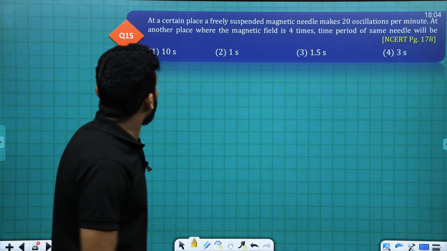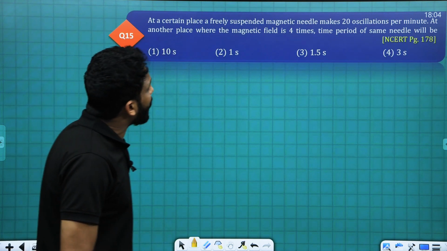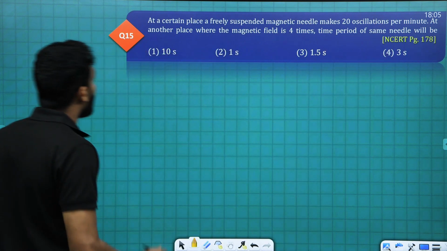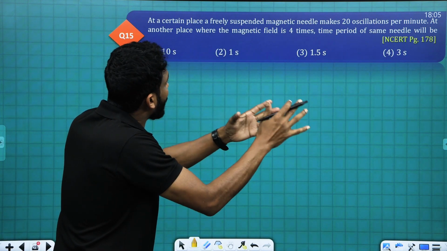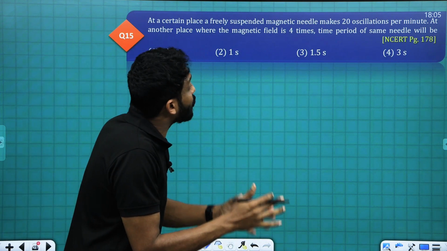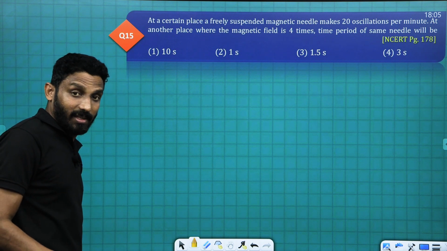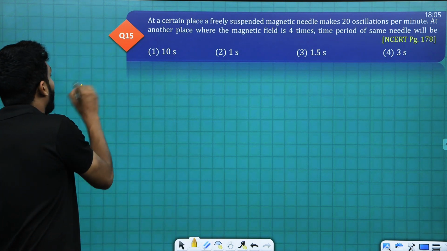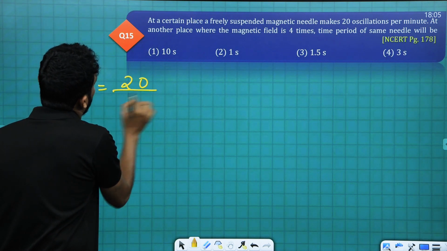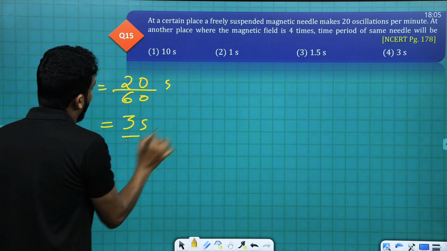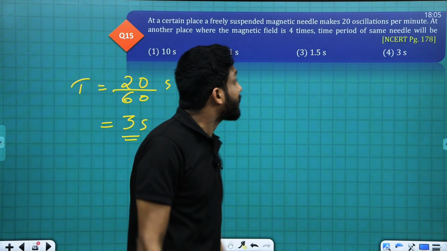15th, at a certain place, a freely suspended magnetic needle makes 20 oscillations per minute. Means in 1 second, 3 oscillations. The time period is 20 divided by 60 seconds. That is 3 seconds is the time period of oscillation of the magnet.